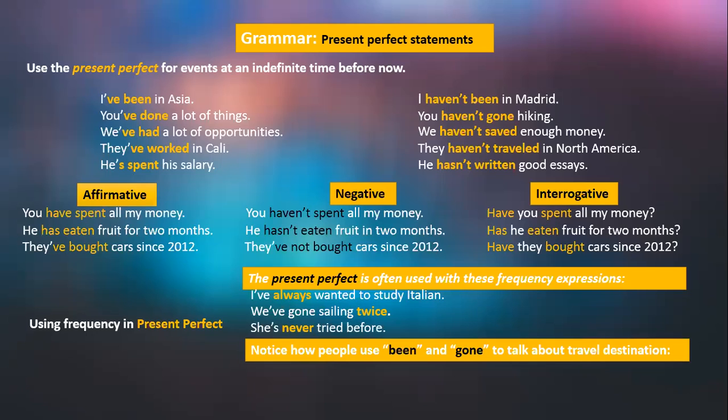Also, notice how people use been and gone to talk about travel destinations. I've been to Paris. I went and came back. She's gone to Paris. She's still in Paris.